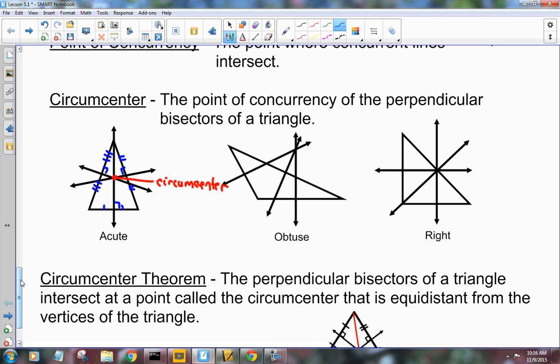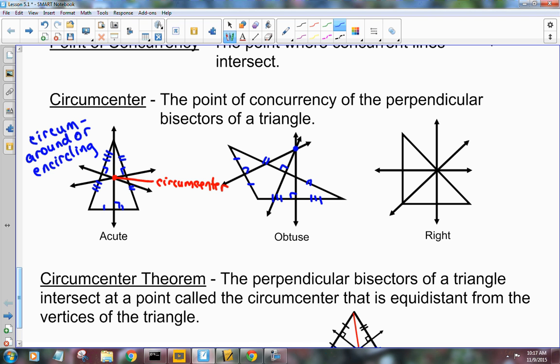Now, the prefix circum means around or encircling. And you're going to see why that's important in just a minute. Around or encircling. Now let's look at the obtuse. If I draw the perpendicular bisector here, I've got a perpendicular bisector here, I've got one here, I've got another one here. Okay? If I draw all 3 perpendicular bisectors, this time they intersect outside the triangle, but that point of intersection, that point of concurrency, is still called the circumcenter.